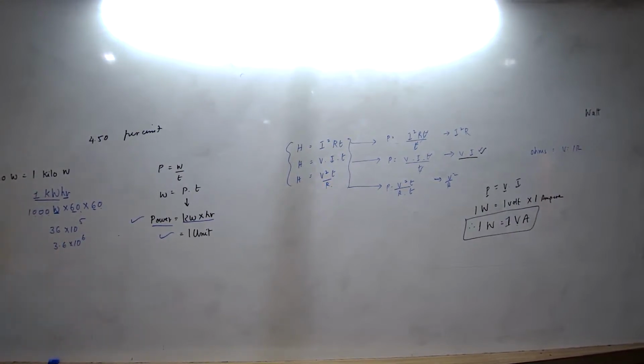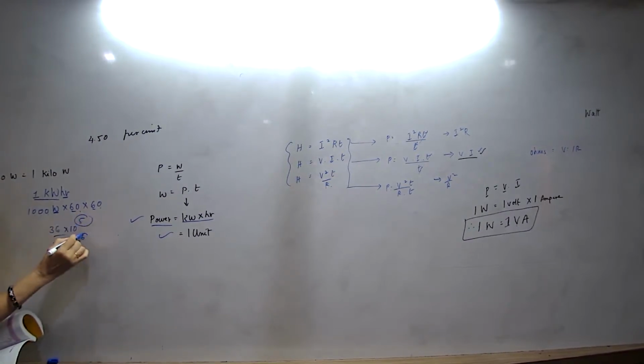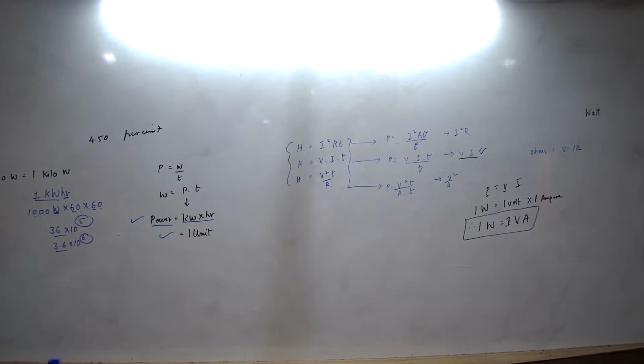But if we write 36 into 10 to the power of 5, it's fine, right? Get it? That's fine. It is the same. Both of them are the same, but only thing is, be careful. So, ma'am, this is given in joule. Come, next question. Come on, write down.